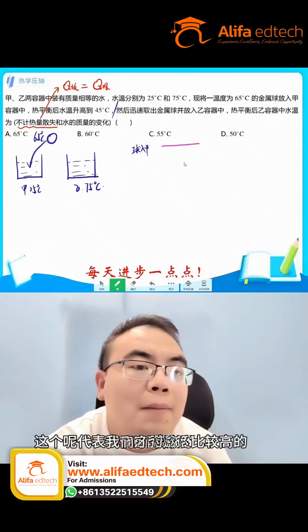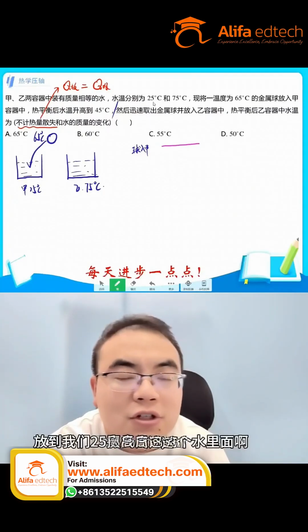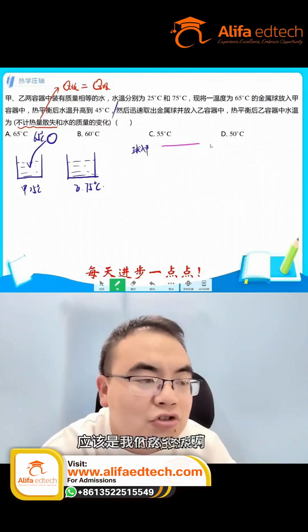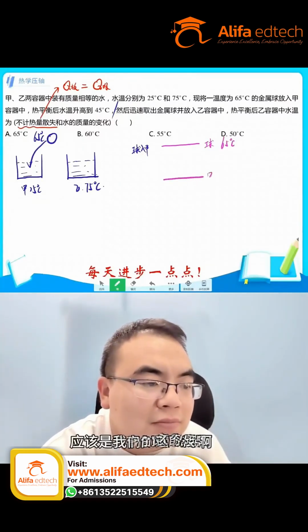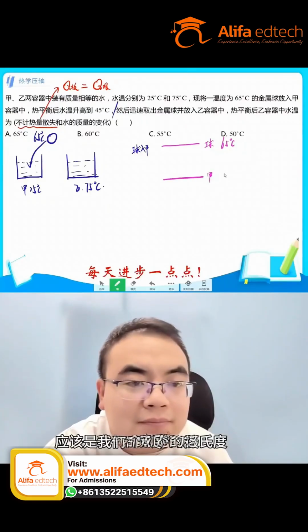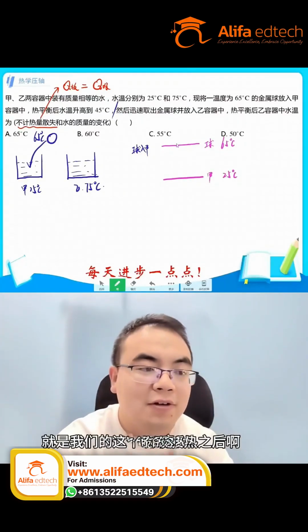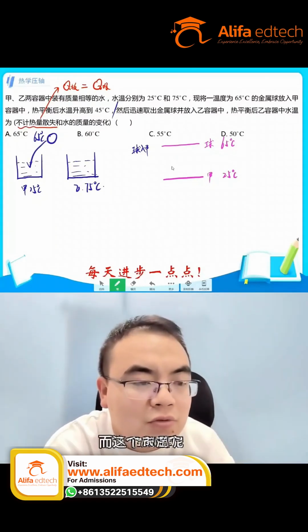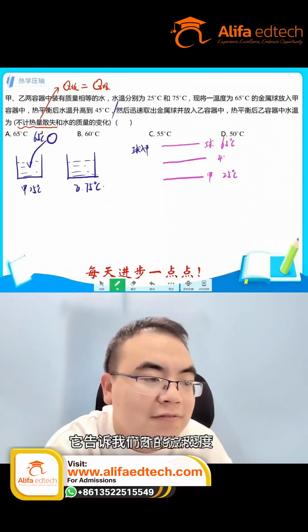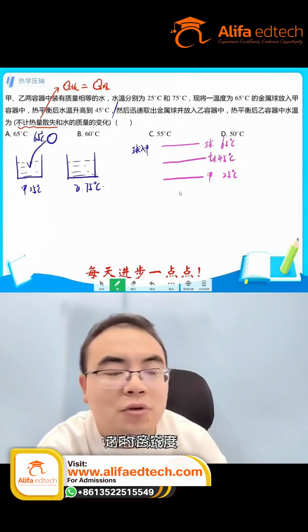At this point, the metal ball at 65 degrees Celsius is placed into the water at 25 degrees Celsius, so the object with the higher temperature should be the ball. Its initial temperature is 65 degrees Celsius, and the object with the lower temperature should be the water. Its temperature should be this one, 25 degrees. Then, after the heat exchange, the final temperature will tend toward the same equilibrium temperature, which is given to us as 45 degrees Celsius. The equilibrium temperature is 45 degrees Celsius.